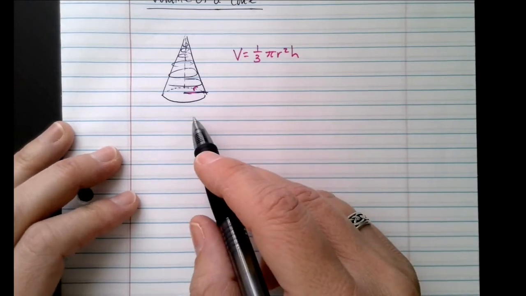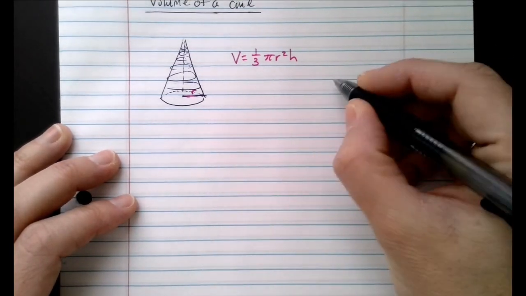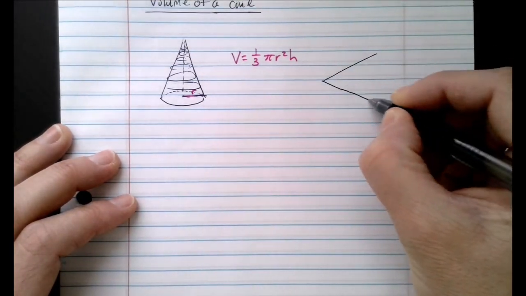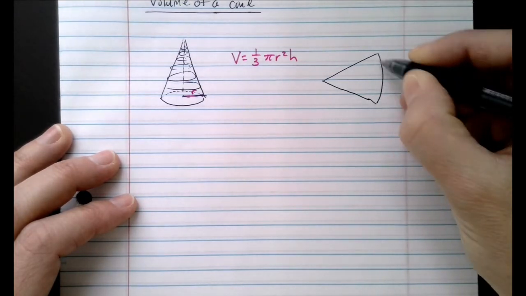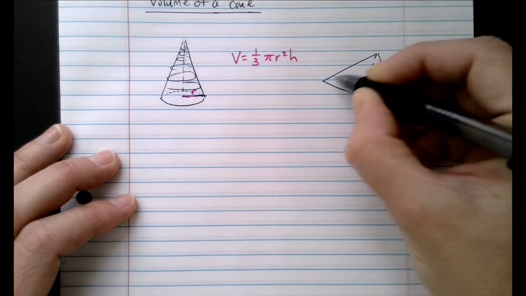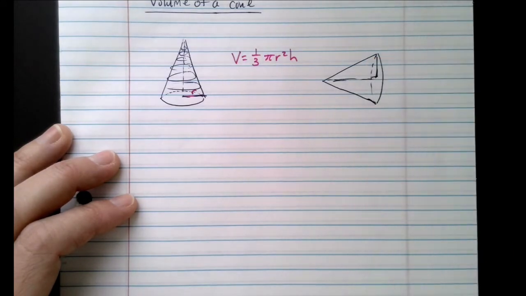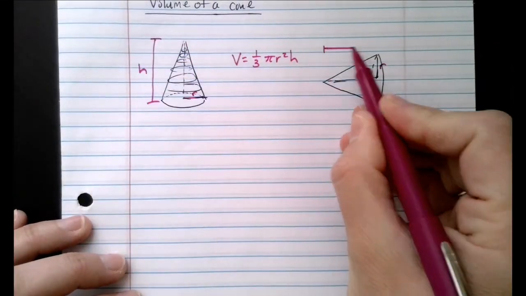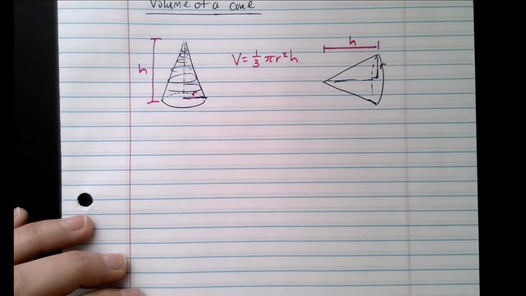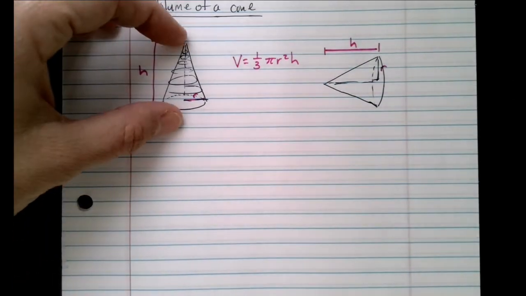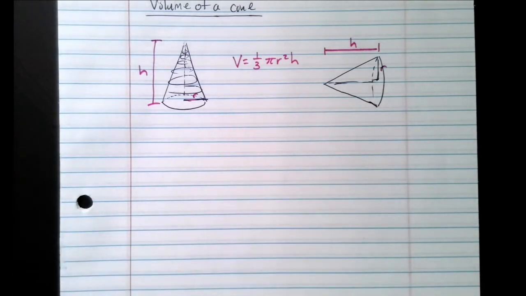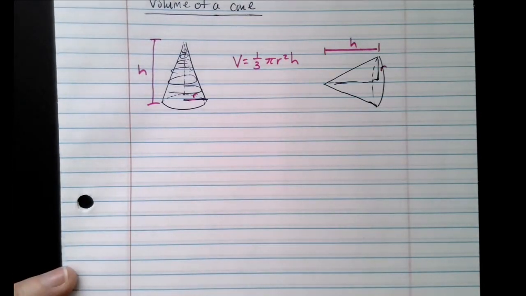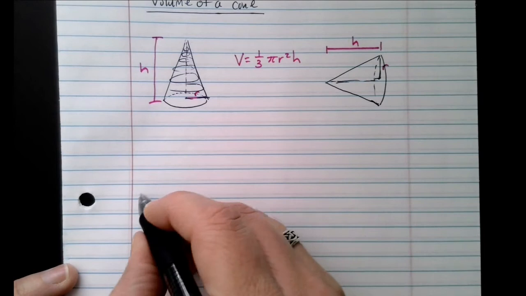This formula also works if the cone is on the side. So again, like the cylinder, your figure can be in a couple different ways here. So again, it doesn't matter if your cone is standing upright or on its side, this volume formula still applies. So let's actually apply it now.